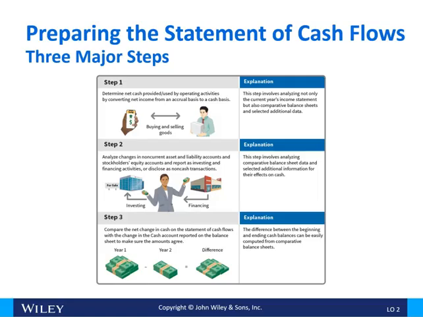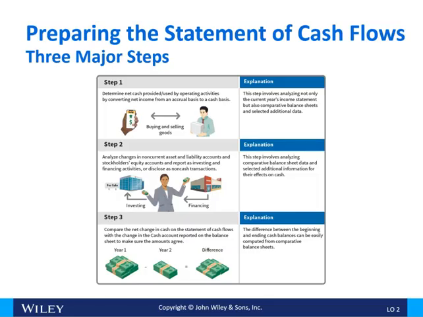3 major steps that we do. We determine net cash provided or used by operating activities. We do that by converting our net income from an accrual basis to cash basis. So it's basically turning everything back into cash. So we analyze not only the current year's income statement, but also the comparative balance sheets and any selective data that might be helpful as well.